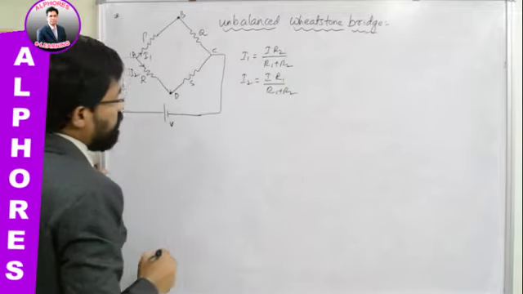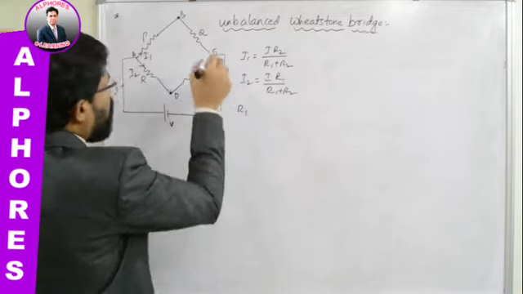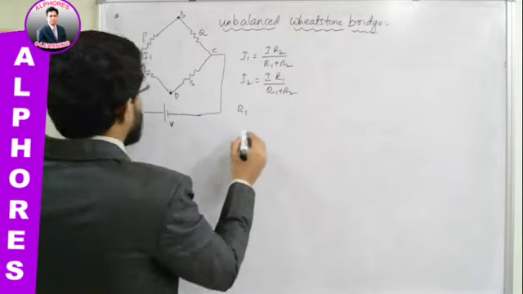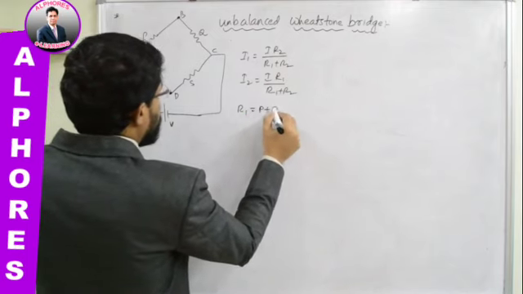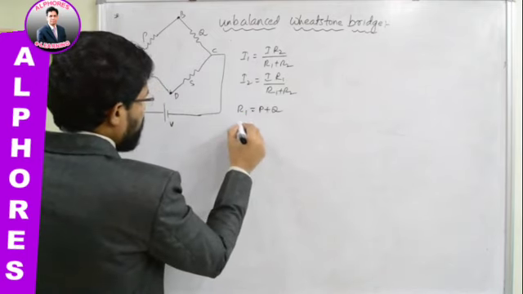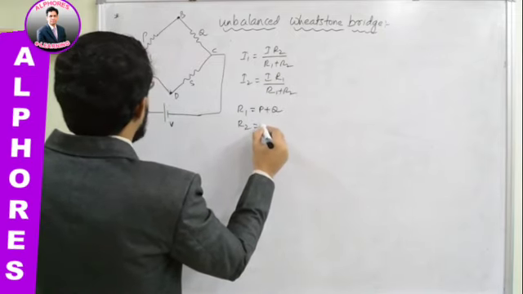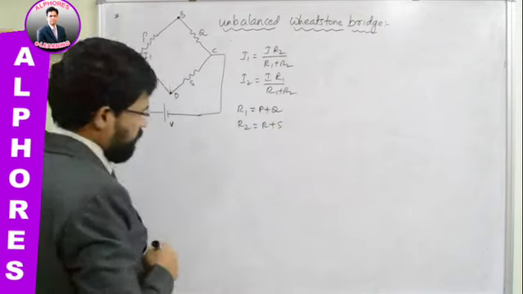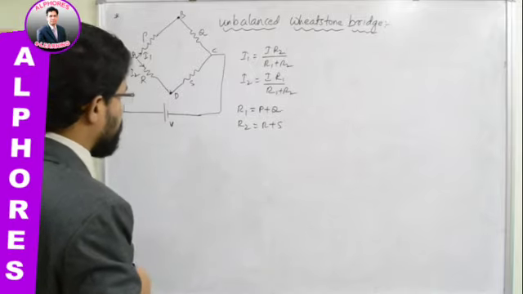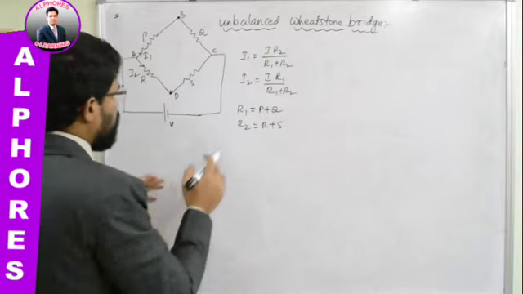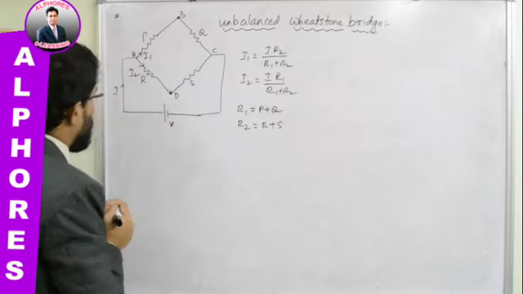And in the present situation, what is R1? R1 is the upper branch resistance. Upper branch resistance is how much? P plus Q. And lower branch resistance R2 is equal to how much? R plus S. So R1 is equal to P plus Q and R2 is equal to R plus S. So with this idea, we'll try to proceed.